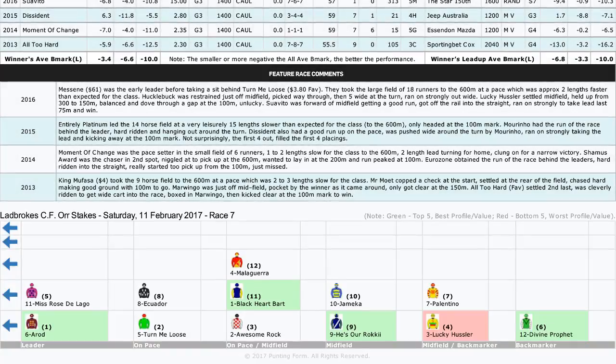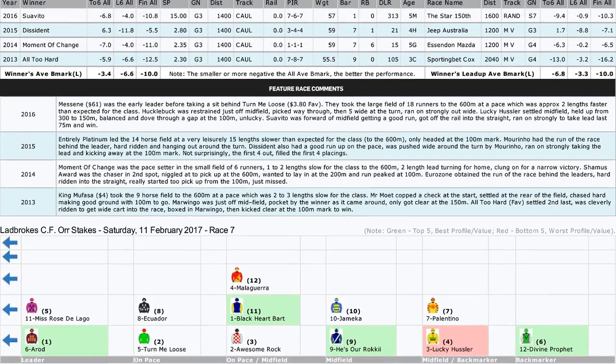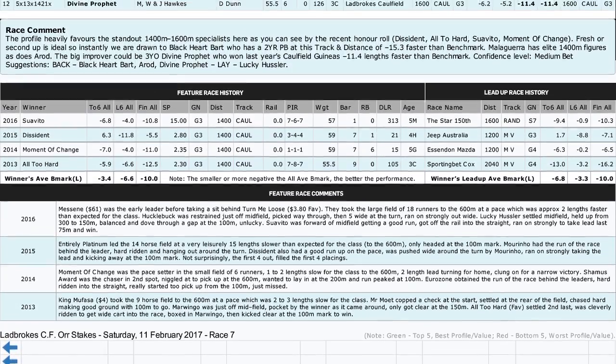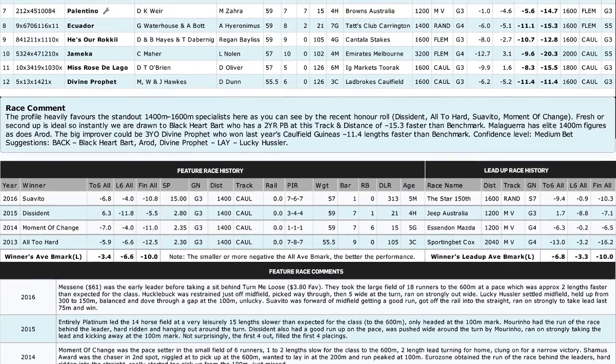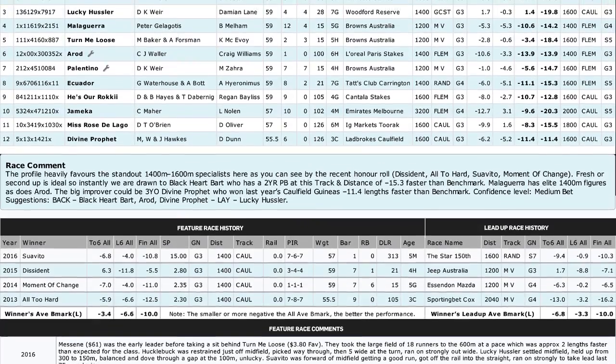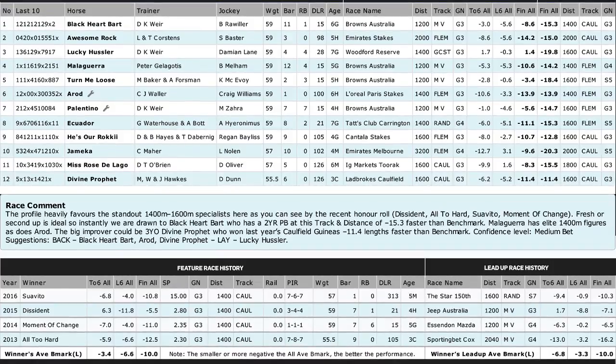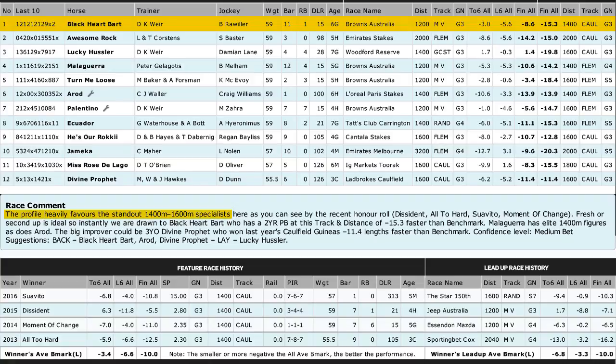Once a speed map is established, we combine that with the benchmark figures, feature race history and take into account lead-up performances. We start to get an idea of which horses will be suited by the race shape, if the horse maps favourably or not, and most importantly, who is targeting this exact race. To summarise, Blackheart Bart coming into this race is the 1400 to 1600 metre specialist who fits a profile by rising from 1200 metres to 1400 metres from the Australia Stakes at Moonee Valley last start.